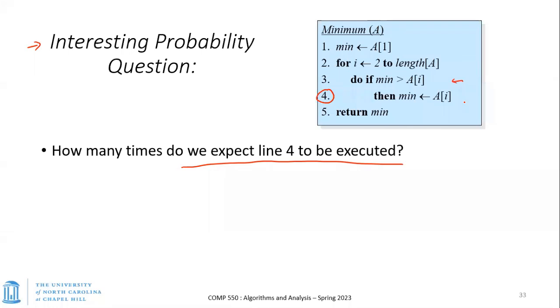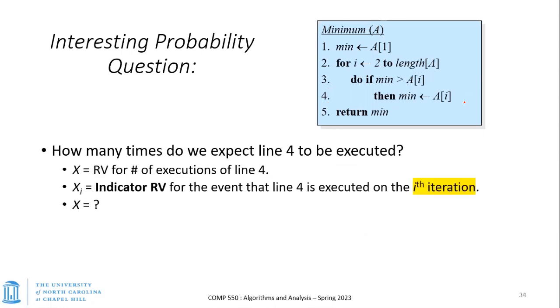So any thoughts on that? How would you go about doing this? The first thing that you do whenever you have a probability problem is define a random variable. Indicator random variables. Just remember that: whenever you have a probability problem, at least as far as this course is concerned, your first step is to try to figure out an indicator random variable which could help you. Half the problem is actually figuring out what the indicator random variable should be. In this particular case, we take x sub i to be the indicator random variable for the event that line 4 is executed in the ith iteration.